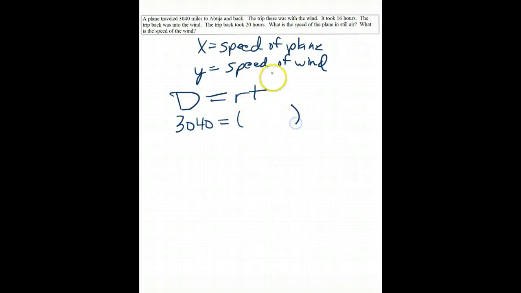Now the rates, if you're traveling with the wind, that means your speed is being increased by the wind. So we're going to add our two speeds together. The rate of the plane plus the rate of the wind. It speeds it up. And anyone who has flown in a plane knows that when you fly with the wind, you get there faster. And if you did a round trip, it would actually take you less time to go one way versus the other. All right, and it took me 16 hours to get there.